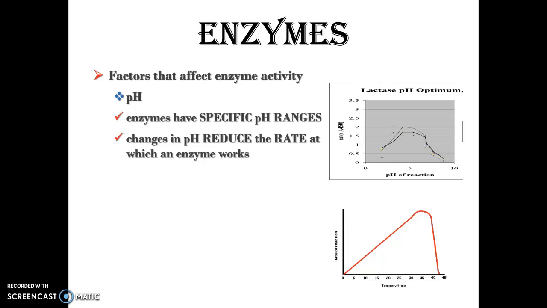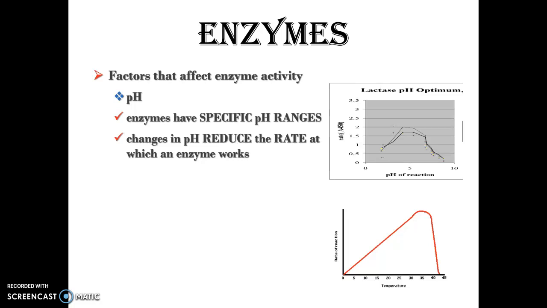Because our stomach is very acidic. It has in it hydrochloric acid, a very, very strong acid. So we have a very low pH in our stomach, while we have a much higher pH in our mouth. Since these enzymes are specific to a certain pH range, they're only going to work within that range.